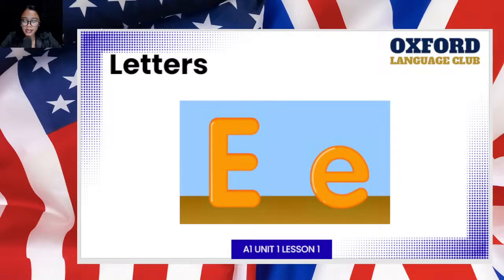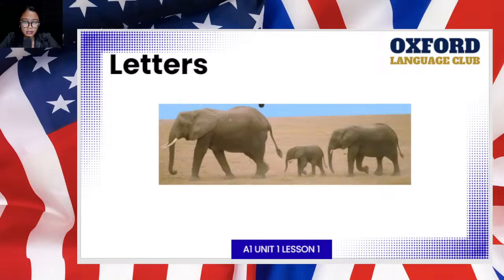Now, again, how do we read this letter? It's letter E. How do we pronounce it? It's E. Again, E. It's much softer than how we read the letter D. So how do we read the letter? It's letter E. How do we pronounce it? E, E, E. Now let's look at the different words or examples of it.